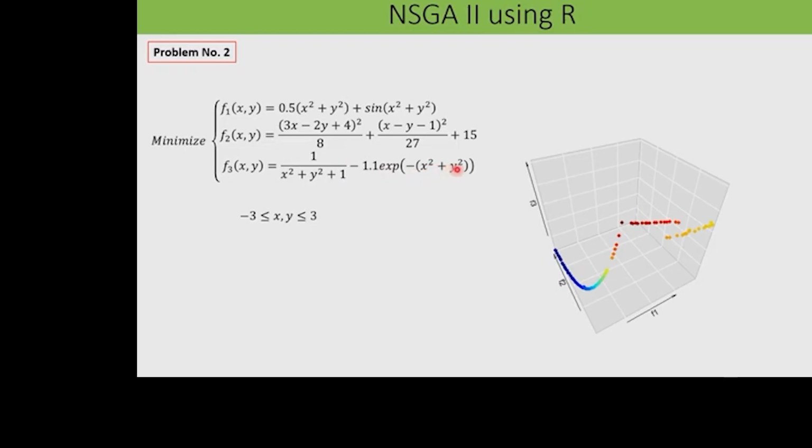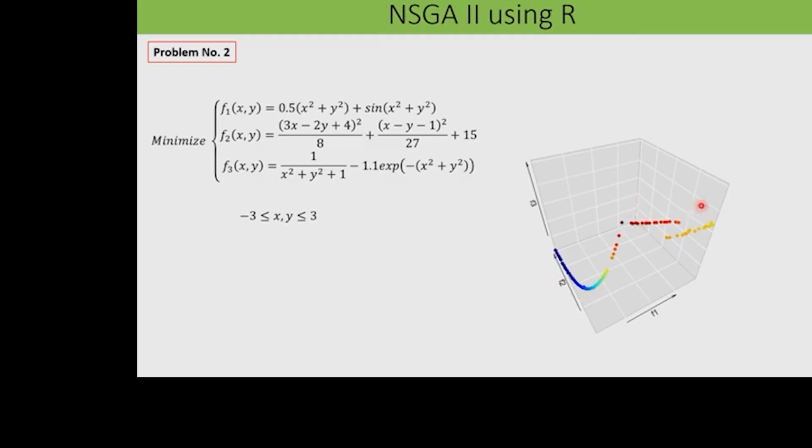The range for x and y is minus 3 to plus 3, that means x is between minus 3 and plus 3, and y is also between minus 3 and plus 3. If I plot these 3 objective functions, I should get this Pareto optimal form. On the x axis it is f1, on the y axis f2, and on the z axis f3. So I should get this Pareto optimal form.